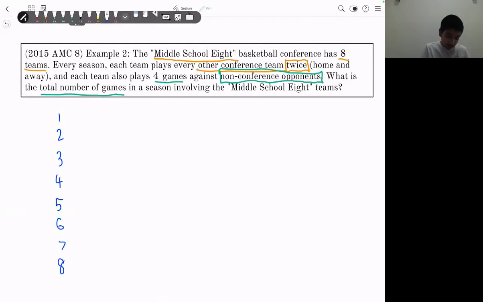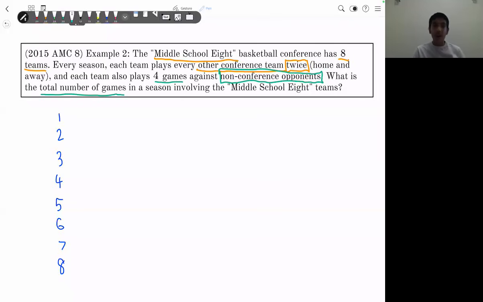So let's first count the number of games between the conference teams themselves. So it says that each season, every team plays every other conference team twice. So since each team plays every other conference team twice, we must choose how many pairs of 2 teams there are from these 8 teams. So does anybody know how many pairs of 2 teams there are from all of these 8 teams?